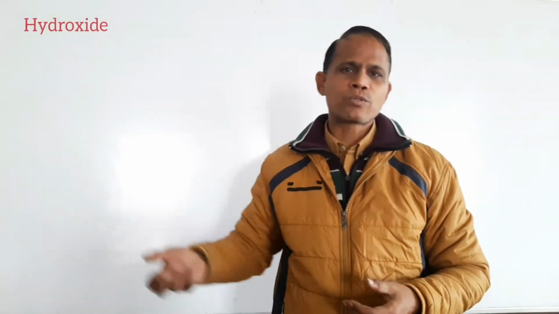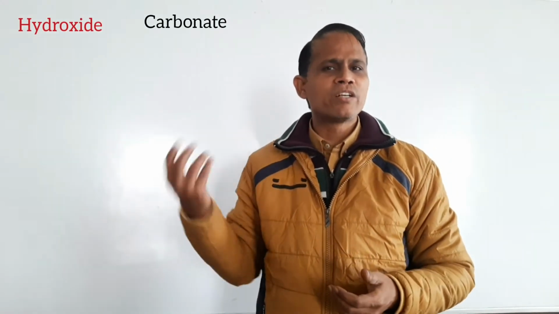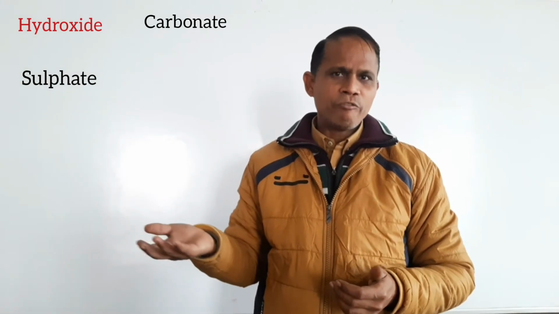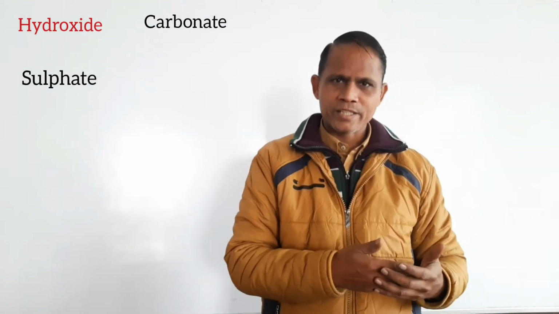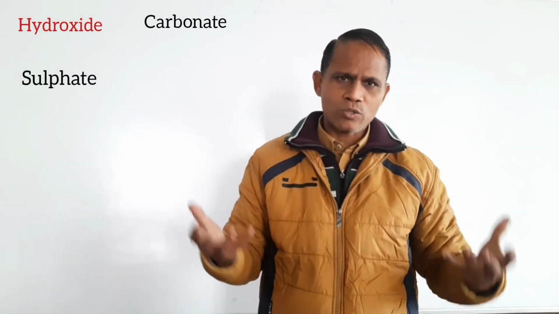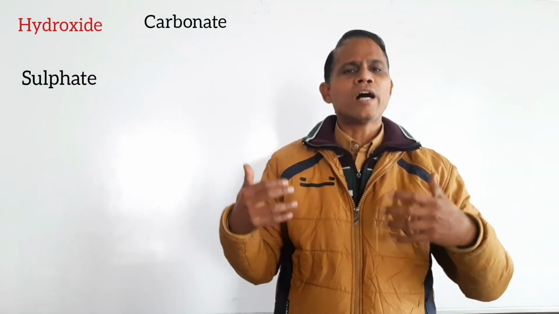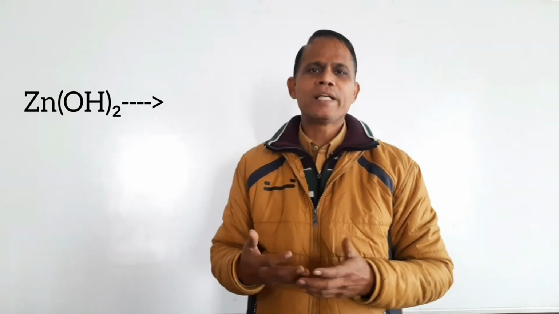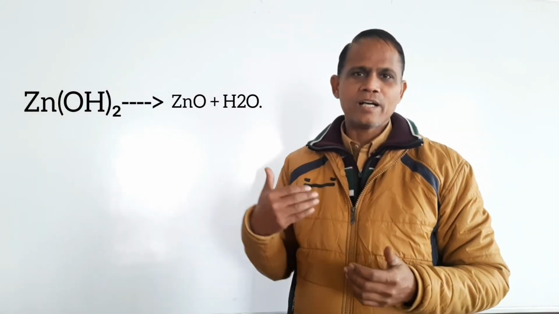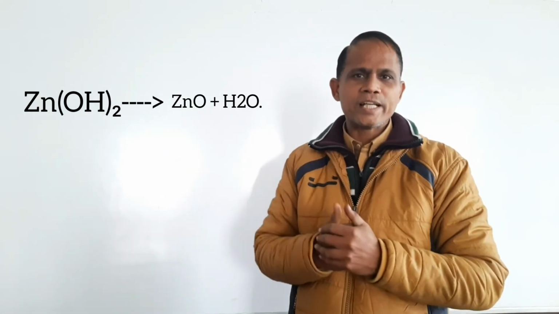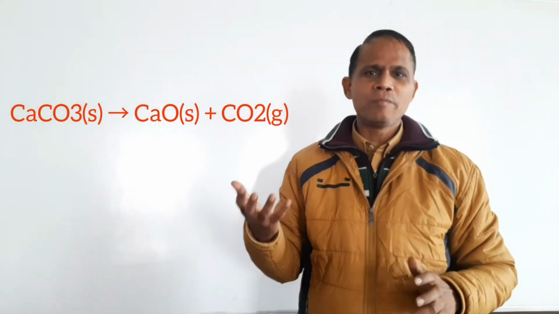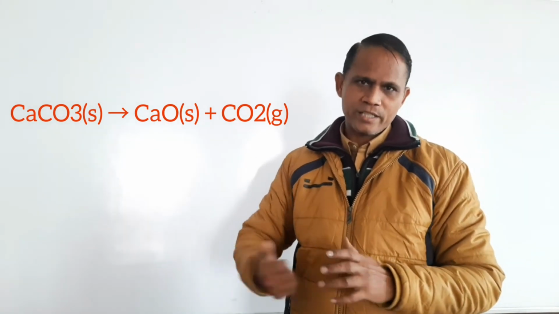Another method of getting oxide is decomposition. When you heat substances like hydroxide, carbonate, sulfate, or nitrate, then what happens? You get the oxide. For example, when you heat zinc hydroxide, you will get zinc oxide. I have shown the equation on the screen as well, student. Similarly, if you have calcium carbonate and you heat it, you will get calcium oxide and carbon dioxide.